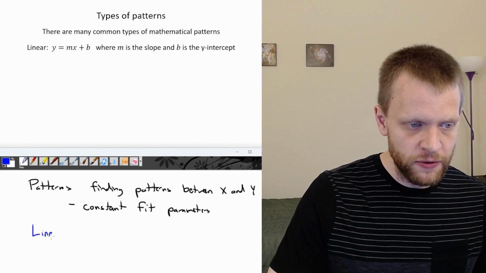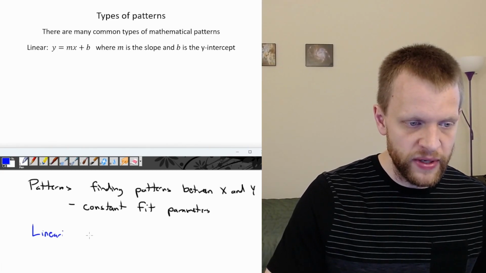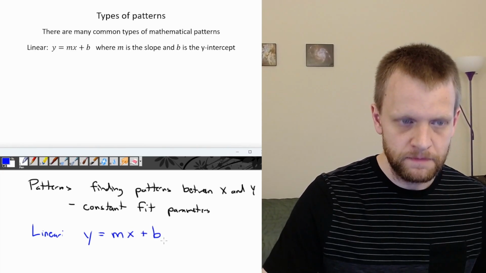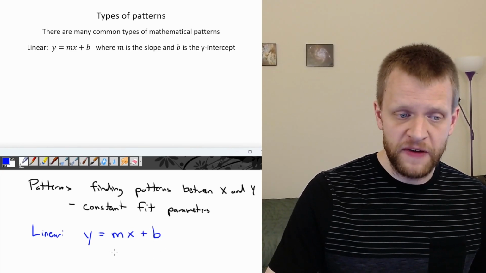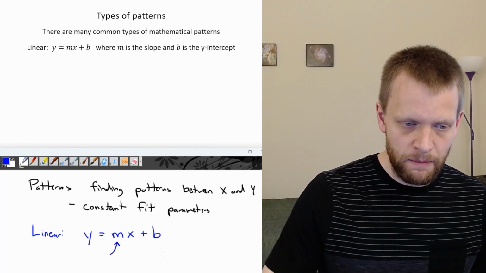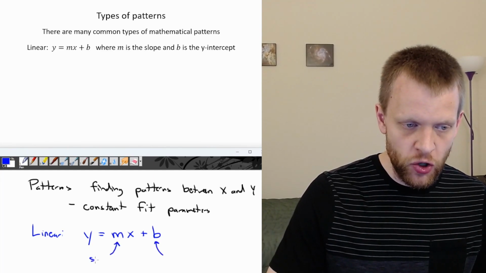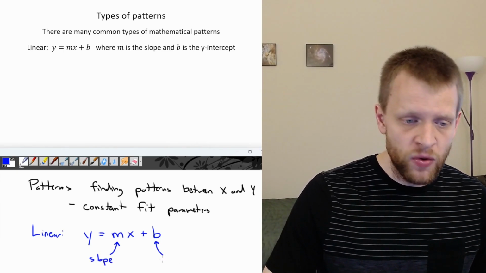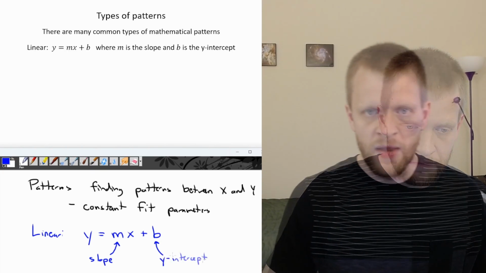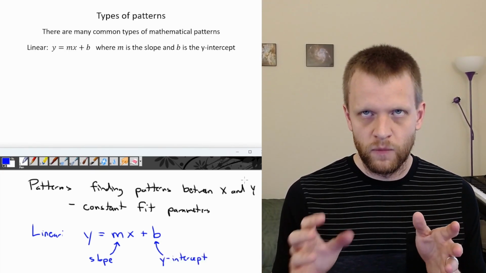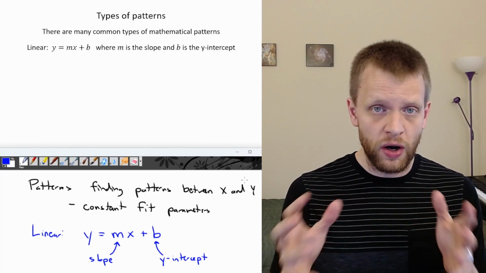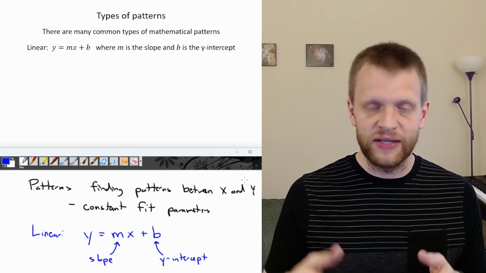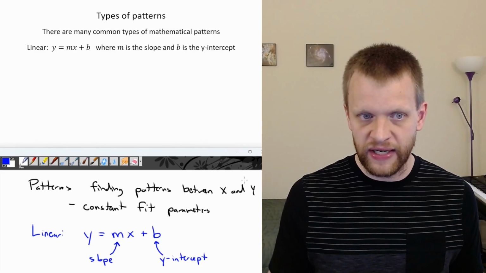So for the linear pattern, we have y equals mx plus b, where our fit parameters are m and b. M represents the slope, and b we call the y-intercept. Those are constant parameters that we can use to identify exactly what type of linear pattern we are looking at.